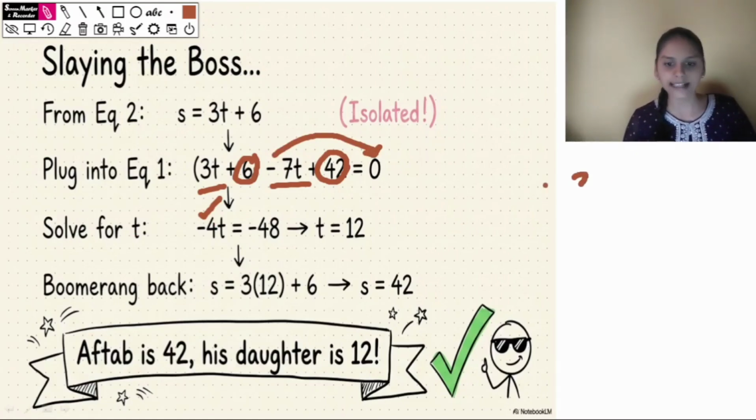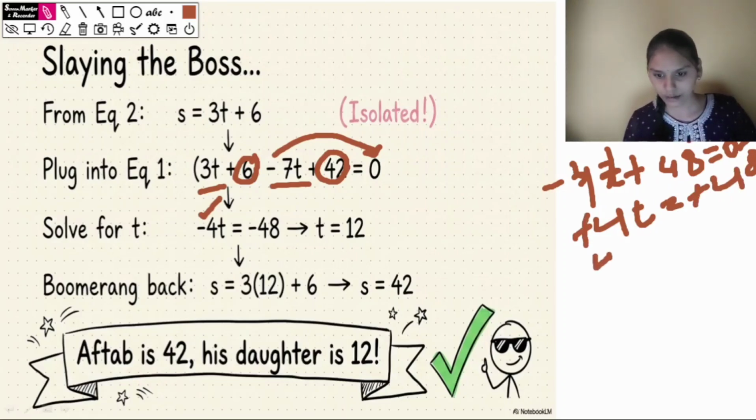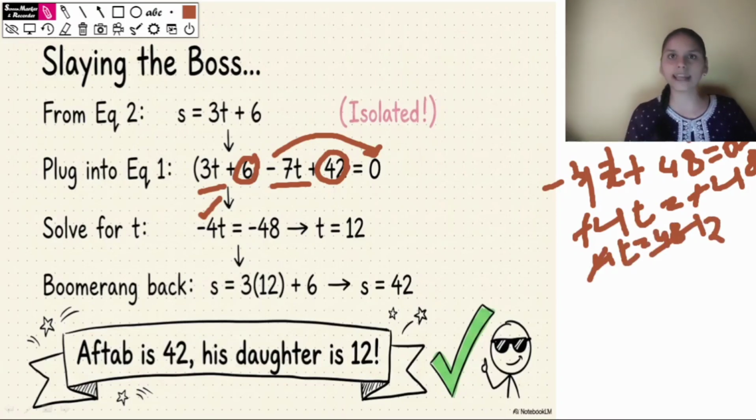Let me teach you. Okay, now 3t and 7t became minus 4t, correct? This one I think you have no problem. 42 plus 6 is 48. Now minus 4t is equal to, I shifted this side, so minus 48. So now minus gets cancelled, and 4t is equal to 48. So 4 ones are 4, 12 fours are 48. So shift it, reciprocal it. 4 12s are 48. So t is equal to 12.